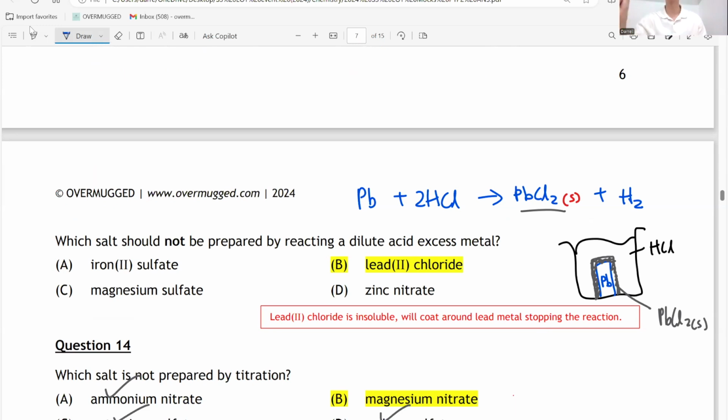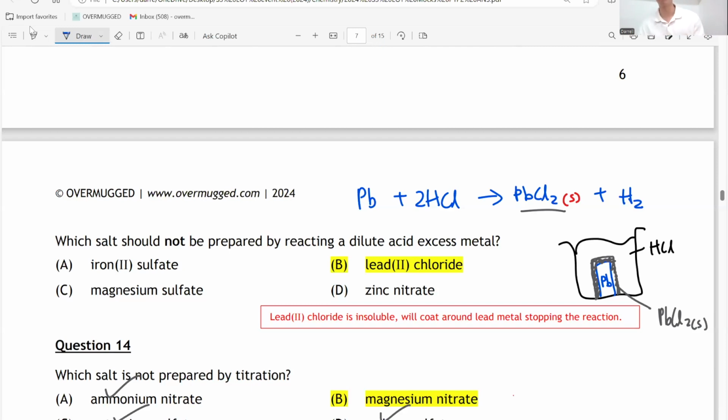Lead chloride is clearly an insoluble salt, which means if we were ever planning to form lead chloride, what should have been the correct method? We should have done precipitation. We shouldn't have done acid with metal. Acid with metal is for a soluble non-SPA salt. That straight away helps you identify, out of the options I see over here, B is out. B's choice of method is wrong.